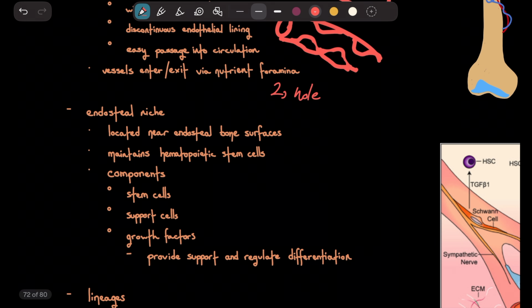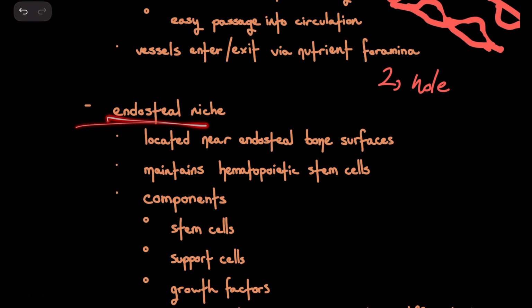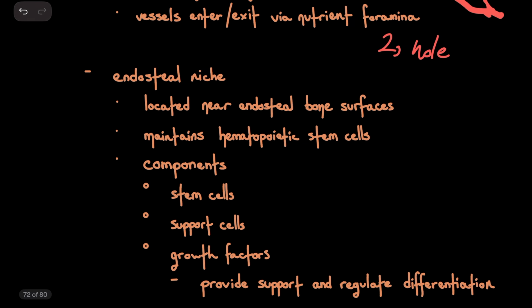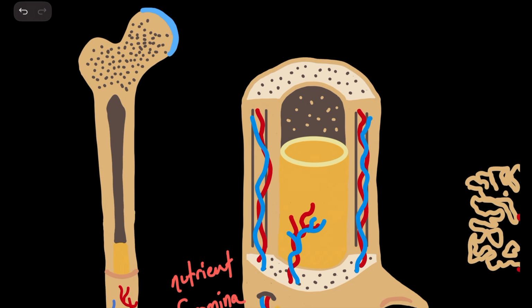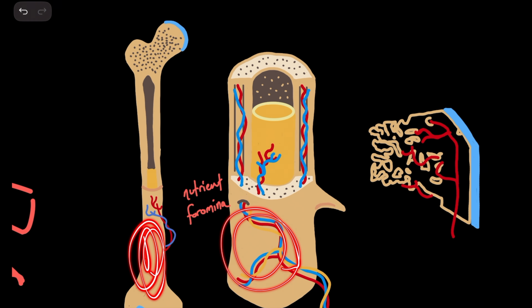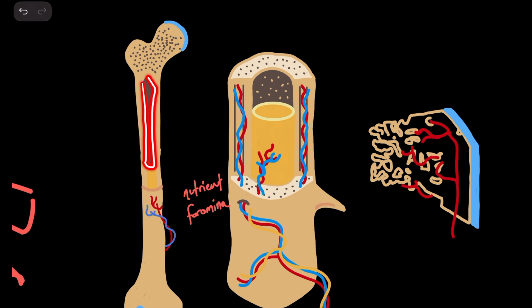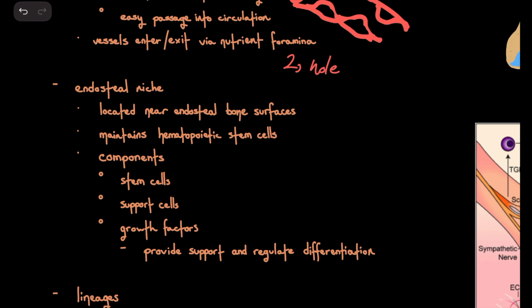Then on the flip side, you have your endosteal niche. Endosteal is referring to the inner surface of the bone. Near the endosteal bone surface. What do I mean by that? So let's go back to here. Endosteal, the inner bone surface. If this is the outside of the bone, this is the endosteal surface, the surface within. That's where those cells are hanging out.